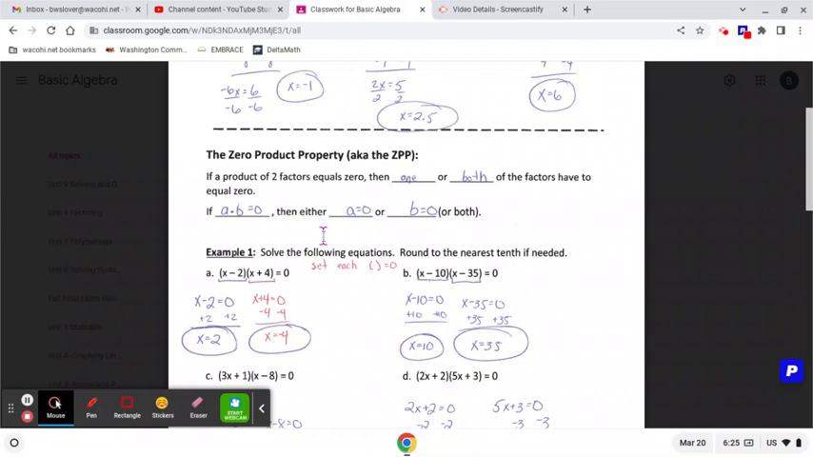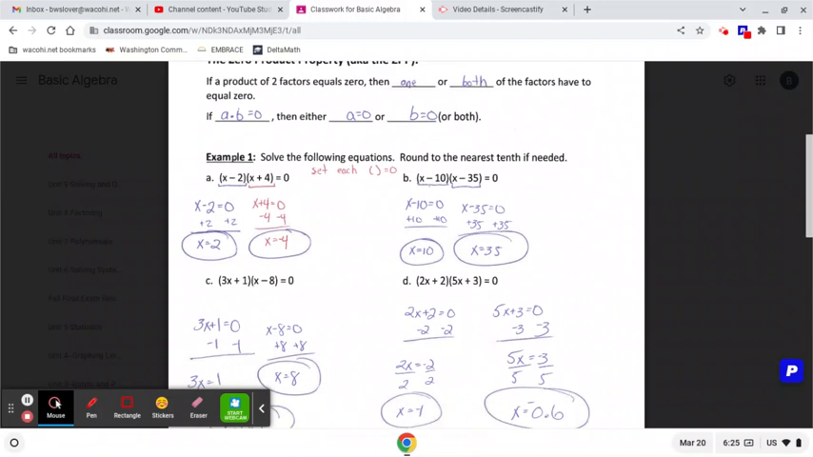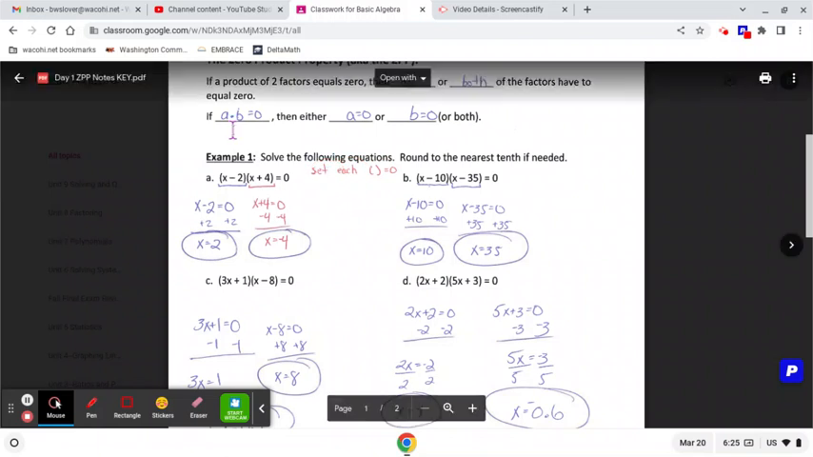Example 1 says solve the following equations. Round to the nearest tenth if needed. So there may be times where you do have to round. And I wrote a note in here. I'm going to set my parentheses equal to zero. Right? Because that's what this says up here. If A is zero, it doesn't matter what B is. It's still going to multiply to give me zero. And vice versa. If B is zero, it doesn't matter what A is. A could be anything. As long as I multiply it by a zero, it's going to equal zero.